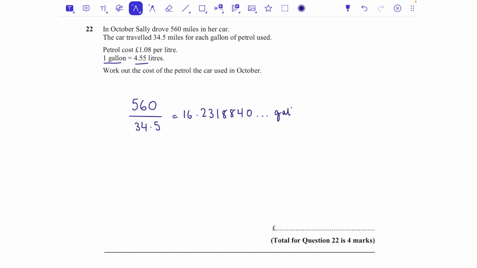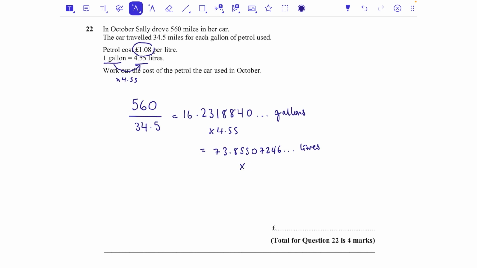This is the number of gallons, and I would quite like that to be in litres. So to go from gallons to litres, we are multiplying by 4.55. So let's keep that value in the calculator, times it by 4.55, and that gives me 73.85507246 and so on litres. I now just need to times that by the cost per litre, which is £1.08.